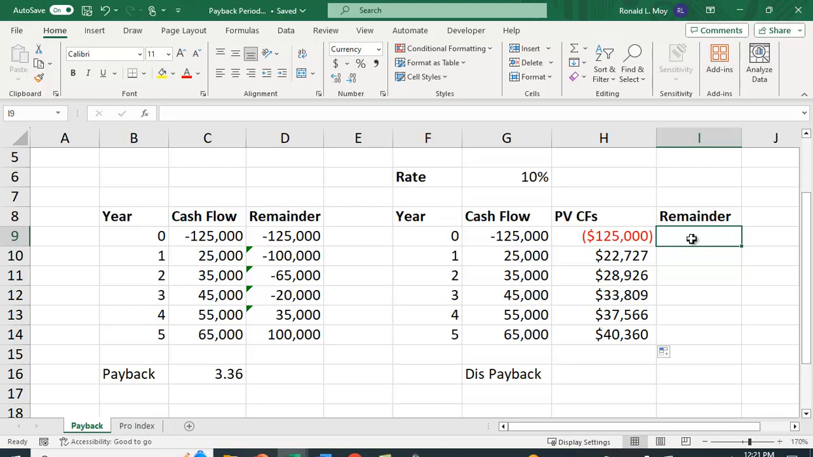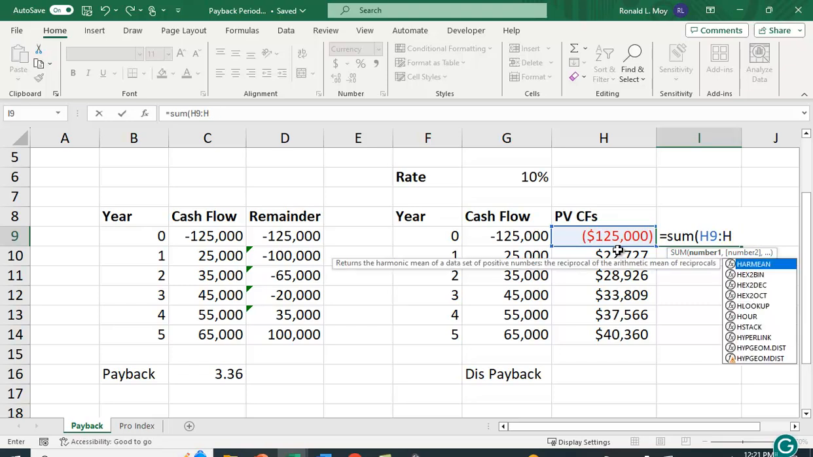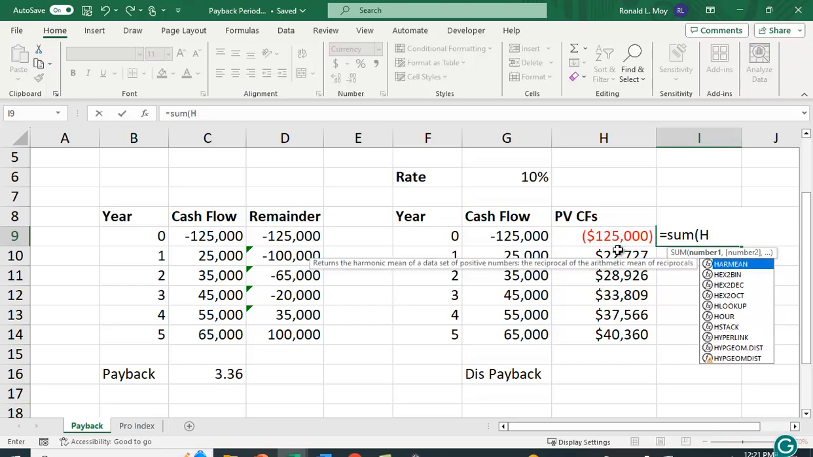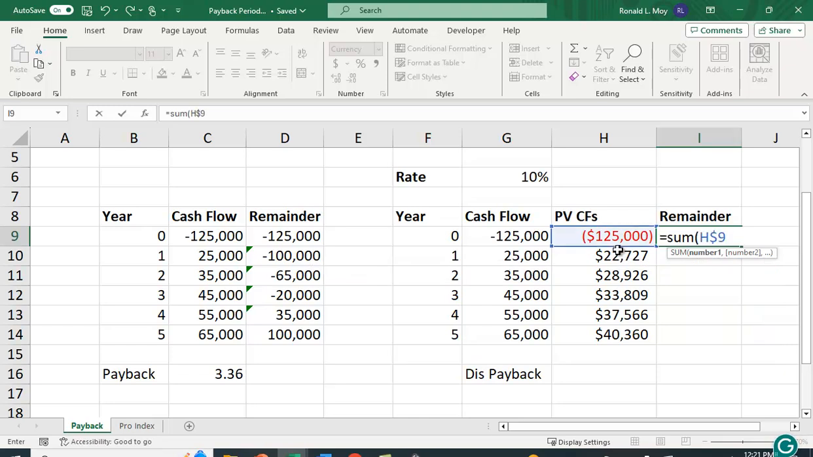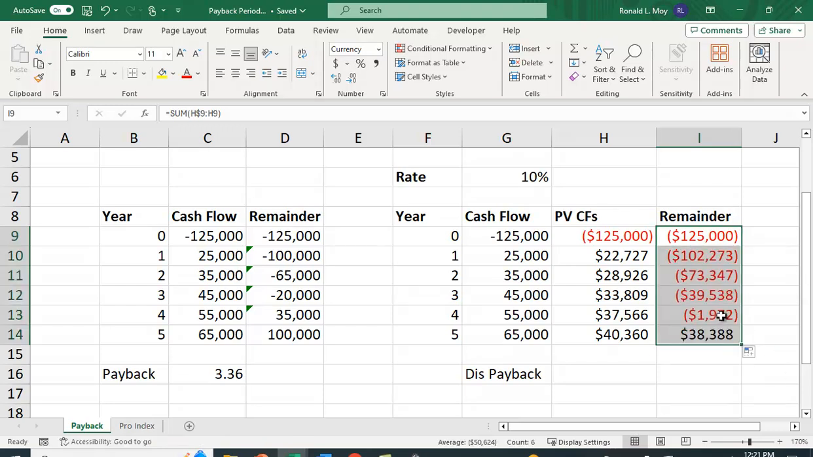And then let's use the same formula we used before, equals sum, and we're going to sum this, and I'm going to hit that F4 key to H9. Didn't seem to work, so I'll put in my own dollar sign, H9 to H9. And I'm just going to copy this down here, all the way down. And again, it goes from being negative to being positive in year four. And it makes sense. If you're taking the present value, the cash flows are smaller. It's going to take a little longer to pay back the project.